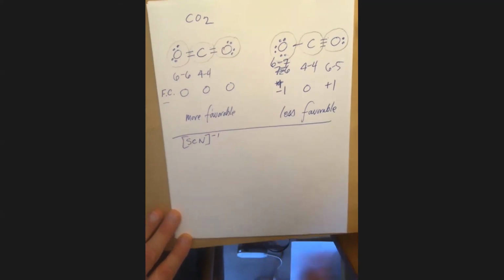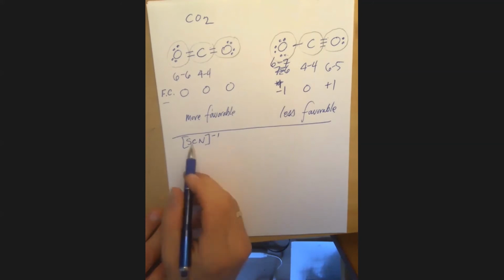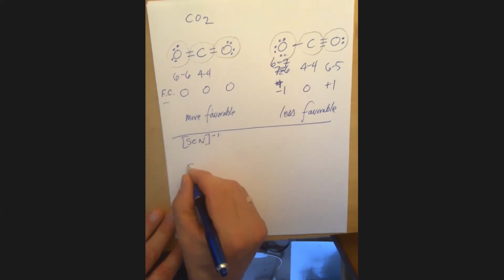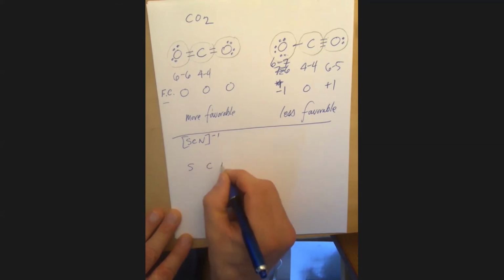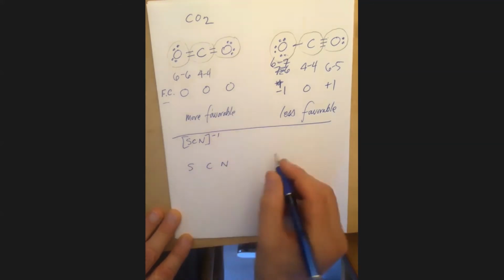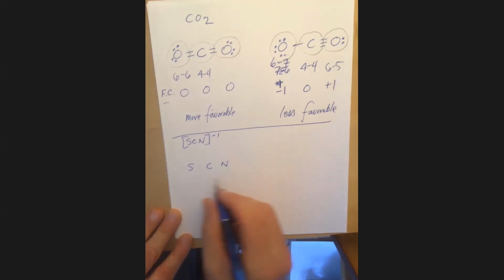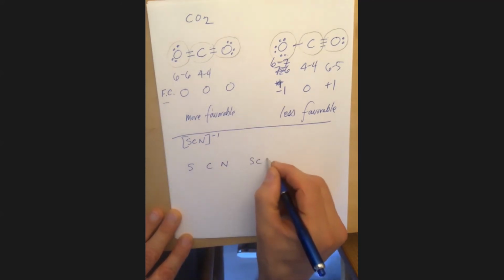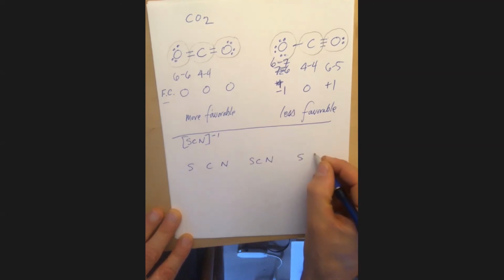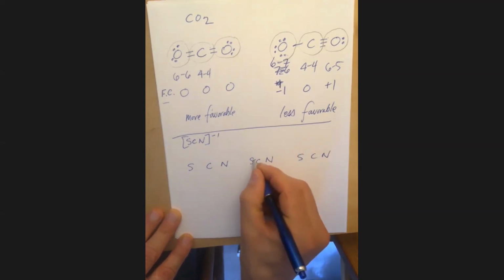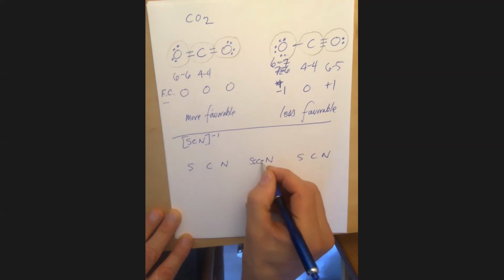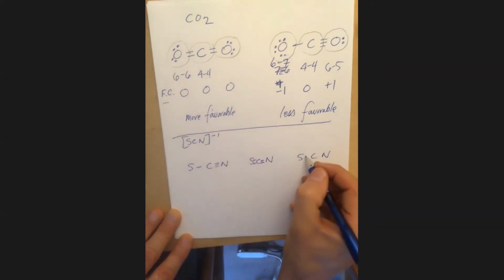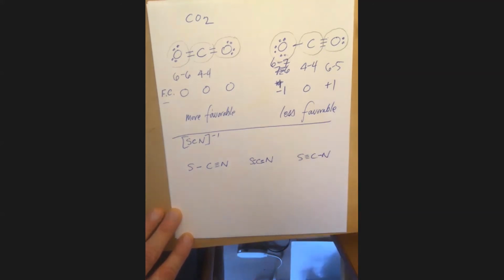Yep. So thiocyanate, okay, I know I'm going to put my carbon in the middle, so my possibility is SCN. In fact, I think I've got 3 possibilities. I'm going to have one in the middle that has 2 double bonds here. I'm going to have one that's got a single and a triple bond. I have one that's got a triple bond and a single bond here. Okay.